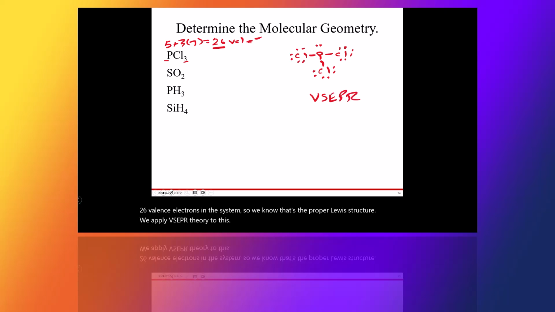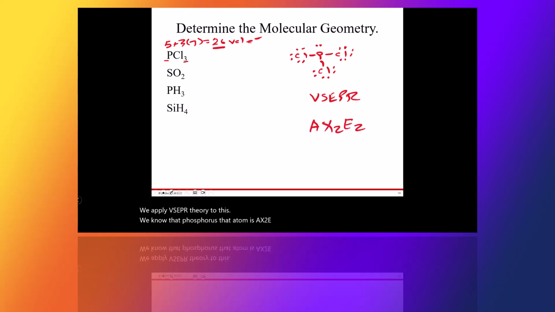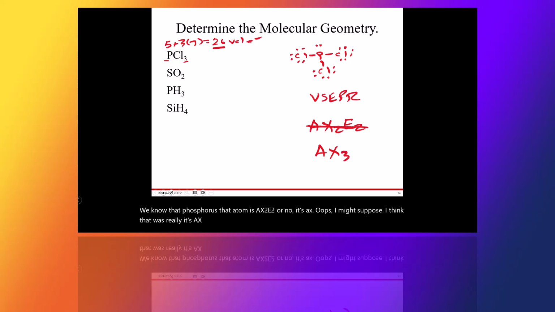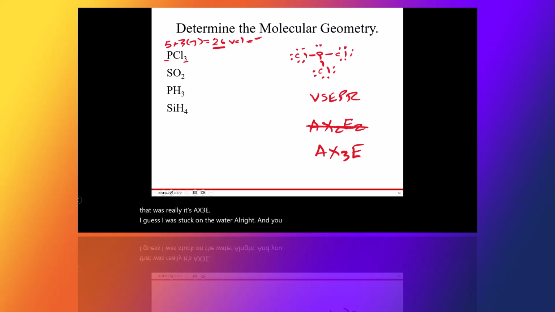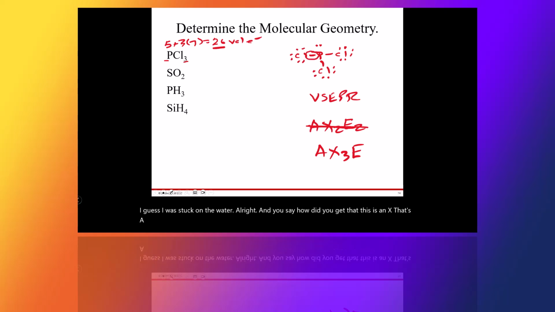We know that off the phosphorus, that atom is AX2E2. Or no, it's AX. Oops, I missed one. What was I thinking? I was really off. It's AX3E. I guess I was stuck on the water. And you say, how'd you get that? This is an X, that's a single bond. That's an X, that's a single bond. That's an X, that's a single bond. And then we have a lone pair here.